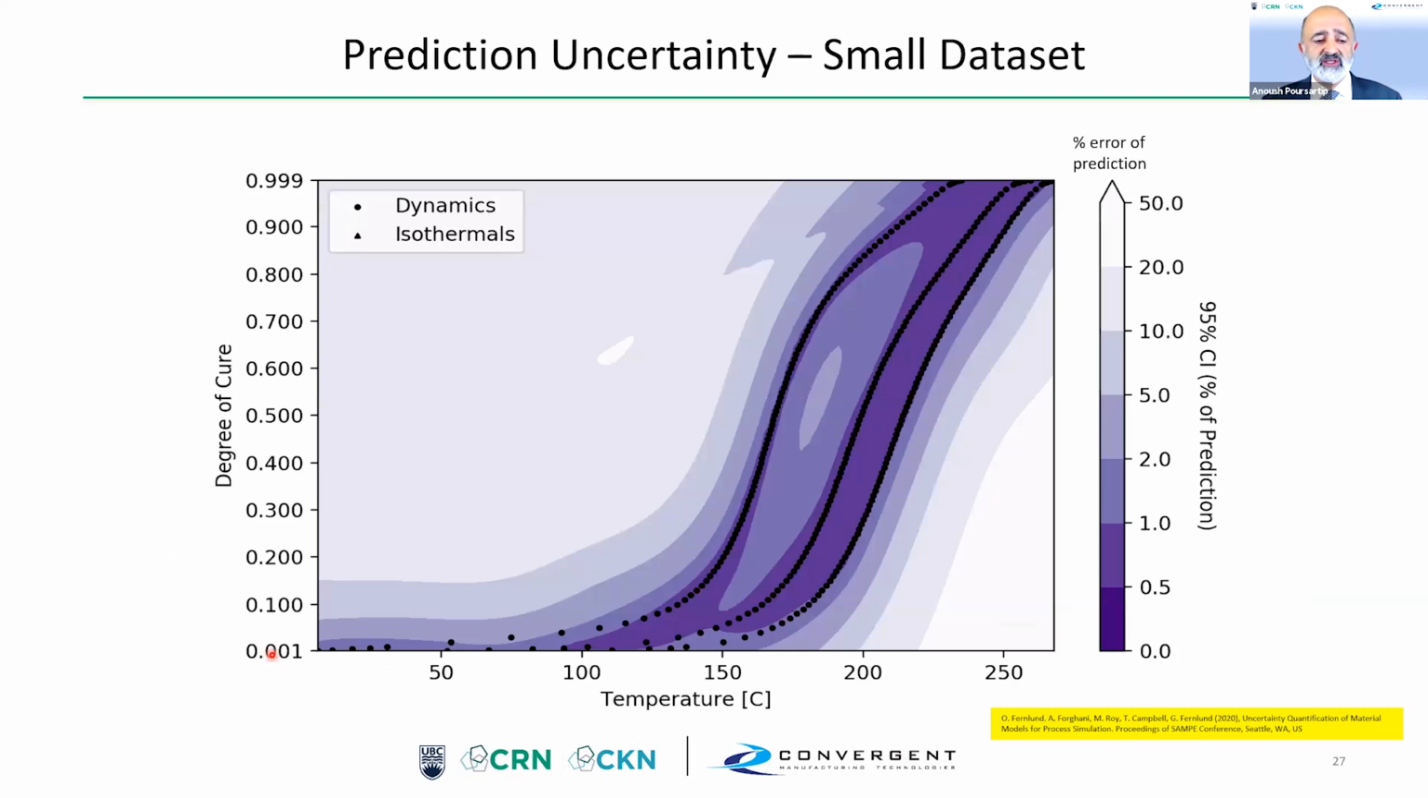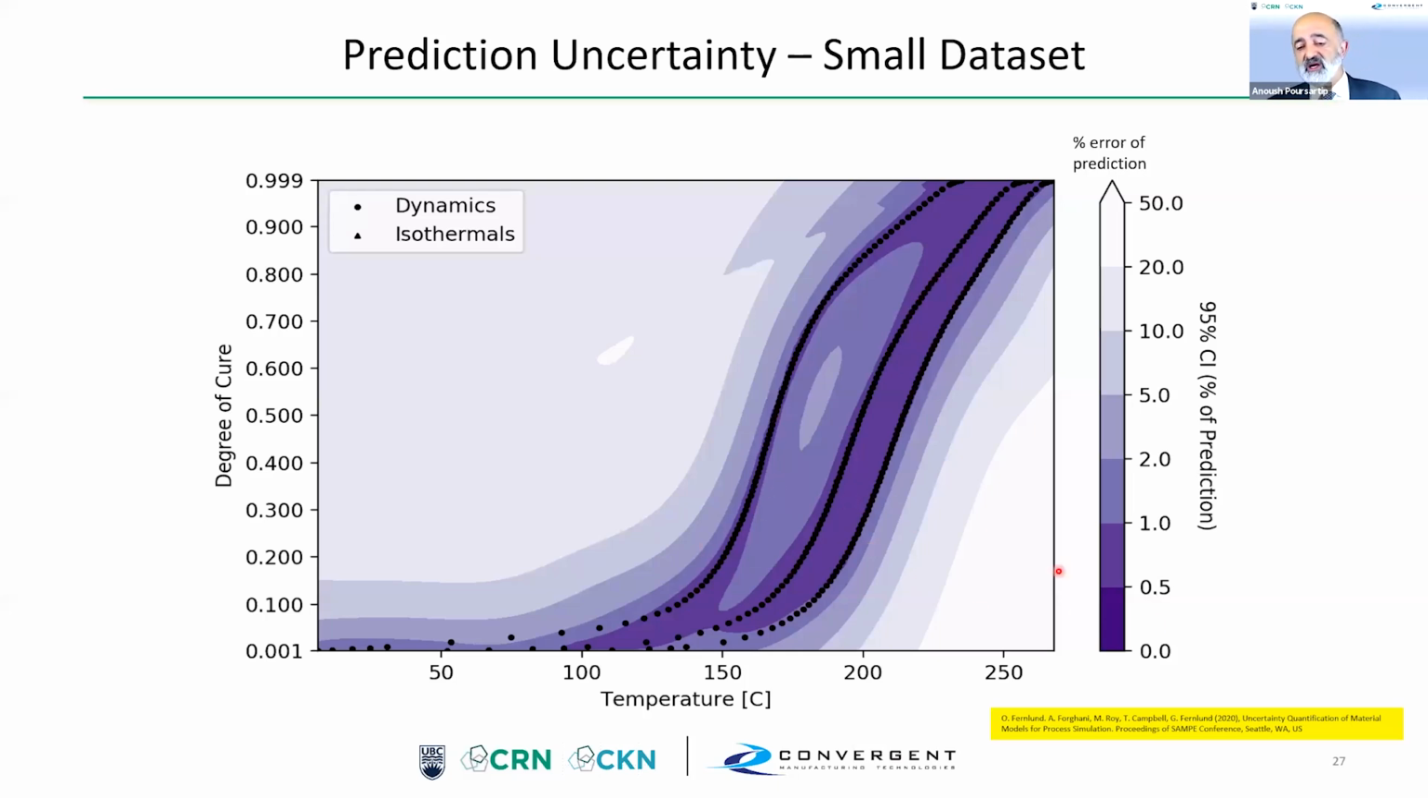What I'm plotting here is the degree of cure versus temperature, and I'm showing you 3 data sets. A slow dynamic ramp, where as the material is heated up, it starts to cure on the ramp because there's lots of time for cure to occur, an intermediate ramp, and a fast ramp.